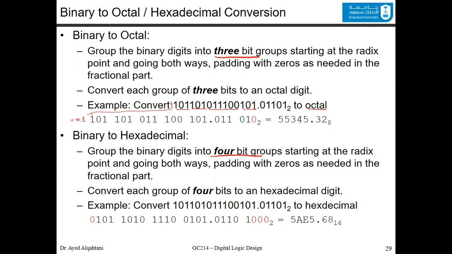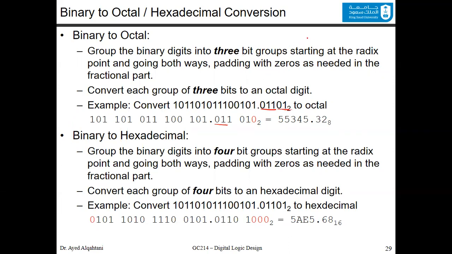This is the way to do the grouping in the integral part. In the fraction part, you would take those 3 together, so it's 1, 1, 0. And then you can see there are only 2 digits here, so what you do is you add a 0 here. Why do you add those zeros?